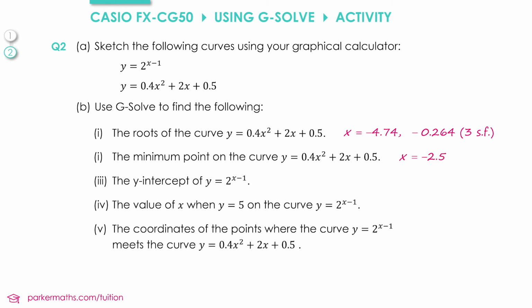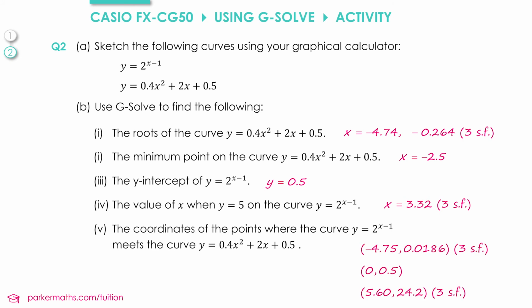The y-intercept of the exponential curve, y equals 2 to the power x minus 1, is 0.5. The value of x when y equals 5 is x equals 3.32 to 3 sig fig. And the points of intersection between the 2 curves, I got 3 of them: (-4.75, 0.0186), (0.5, ...) and (5.60, 24.2).